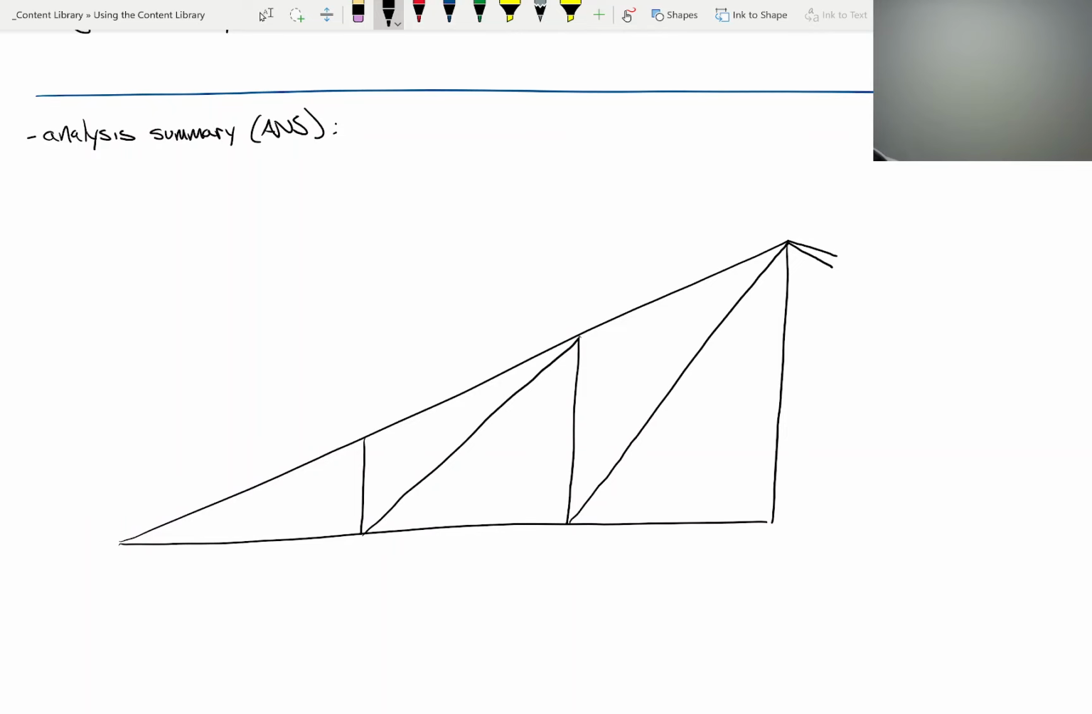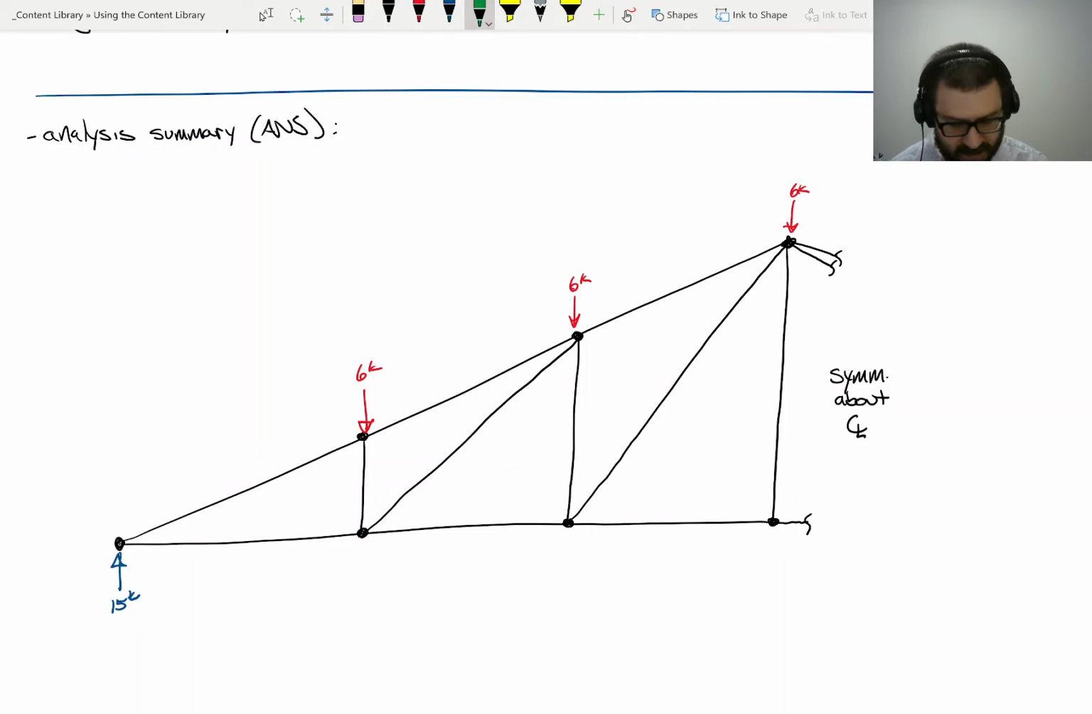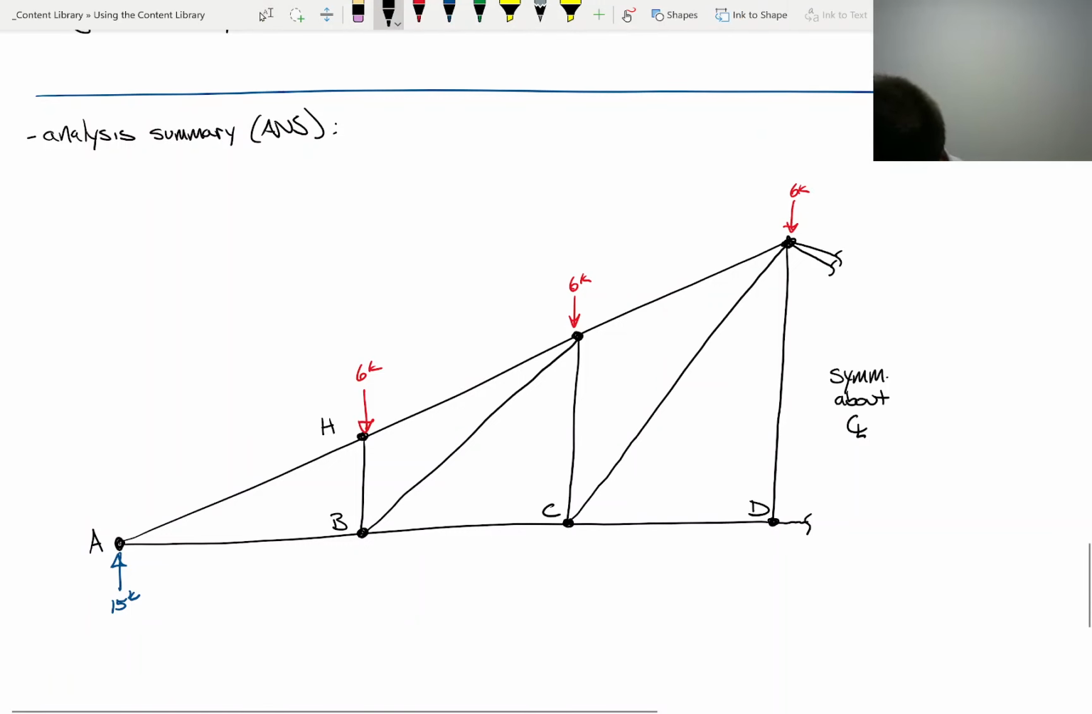And then I'll basically just do that and say symmetric about, and then I'll use that symbol to indicate center line. And then I'll just start writing my forces. Let's say these are my joints. So let's put our forces here. So this is six kips, and then this 15 kips. And now let's just start writing them out. So it would probably help me to label A, B, C, D, and then this is H, I, J. Okay, so now it's just a matter of transcribing.